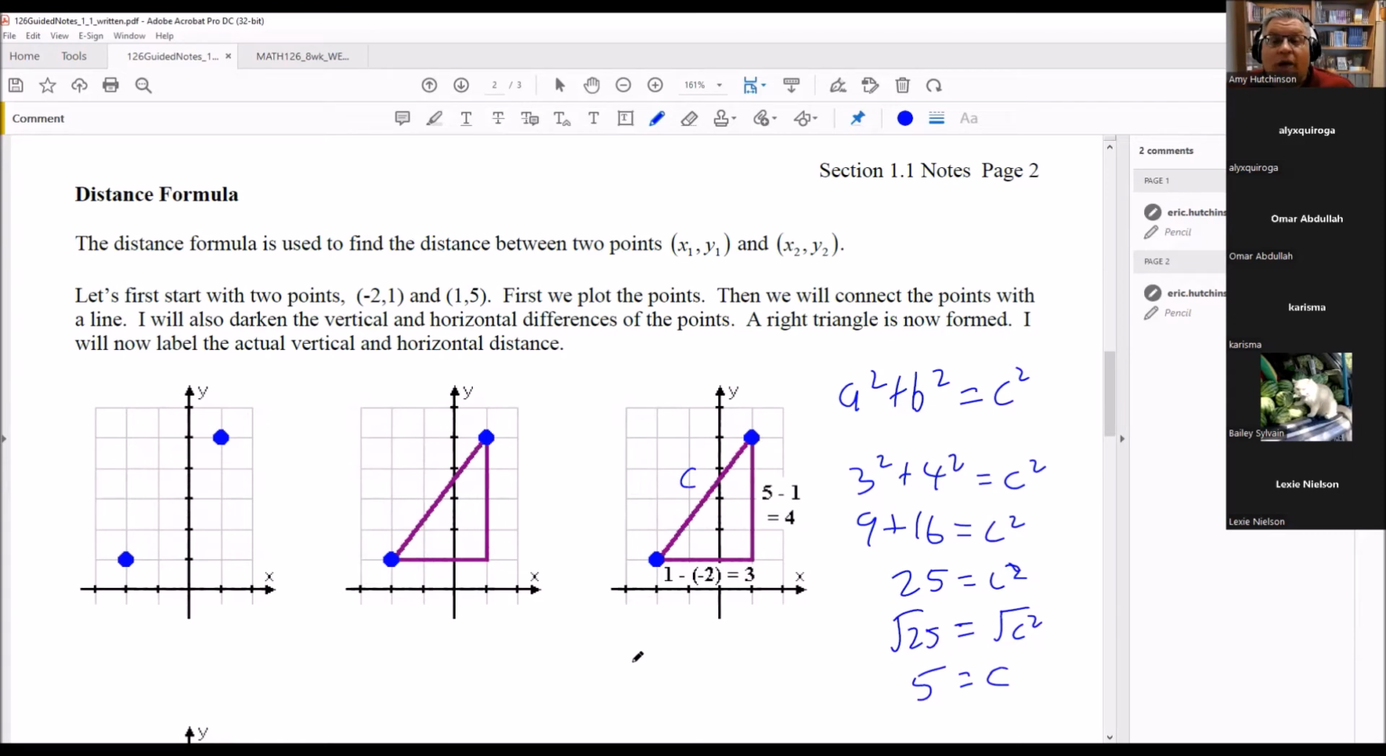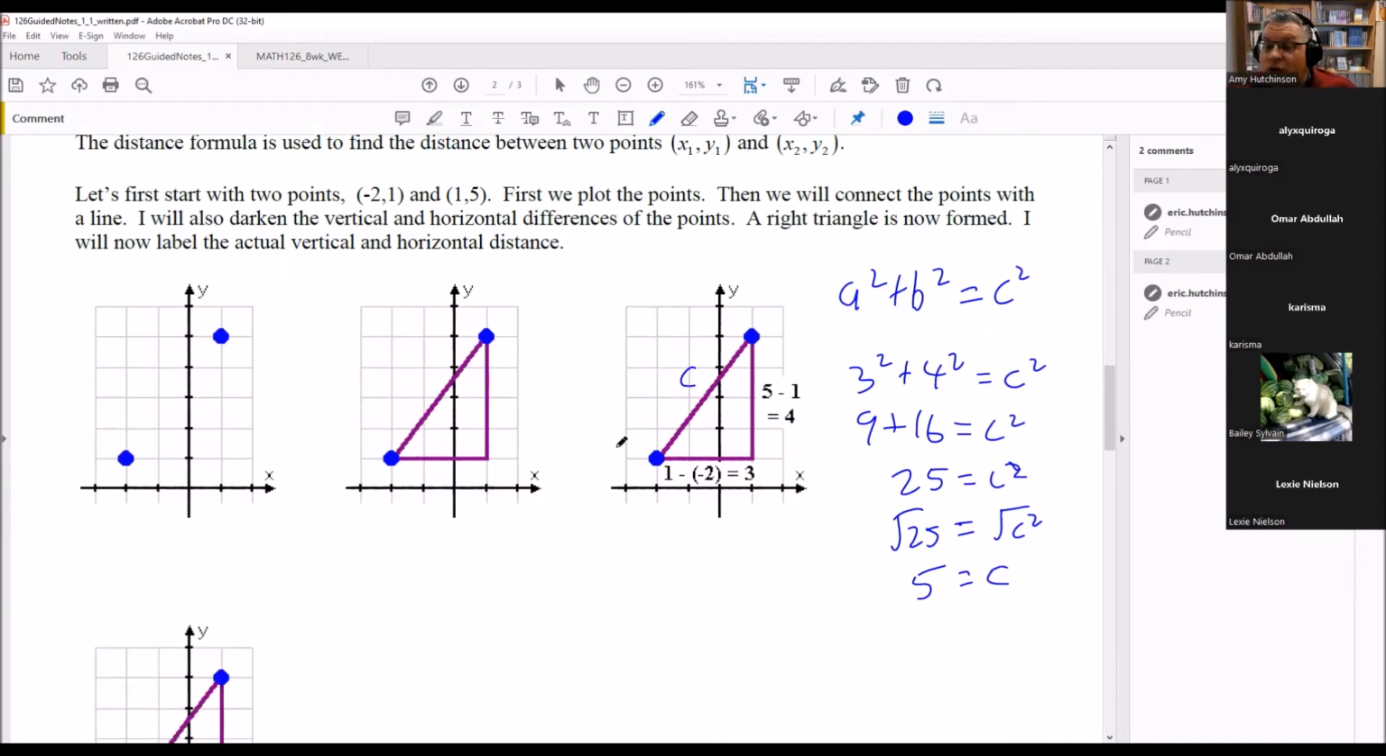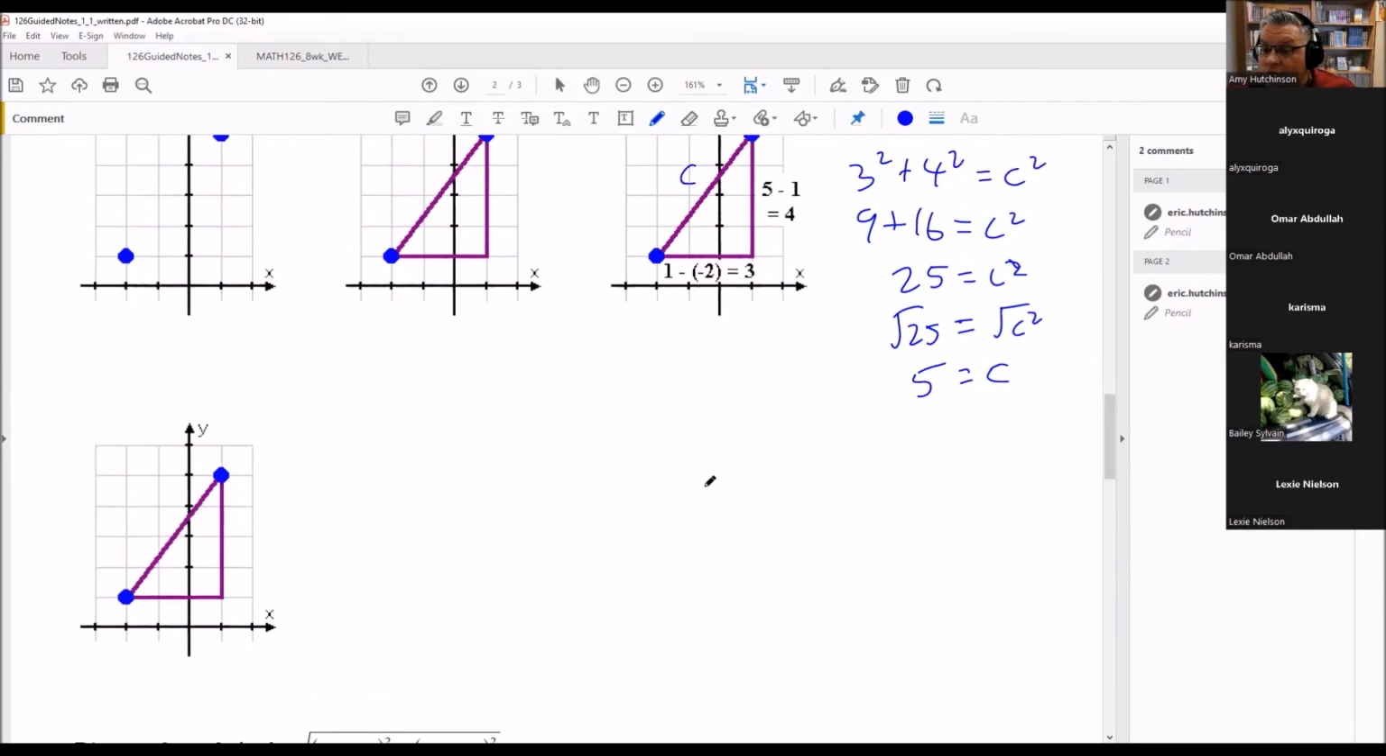Well, we can do that, but what if the point is like 28 comma 99, and then we have a 101 comma something else that's really big like that? We don't want to have to draw a huge thing for something that's that big. So we want to come up with a formula instead, and that's what we're going to come up with here. It's called the distance formula. And so I'm going to derive it here for you.